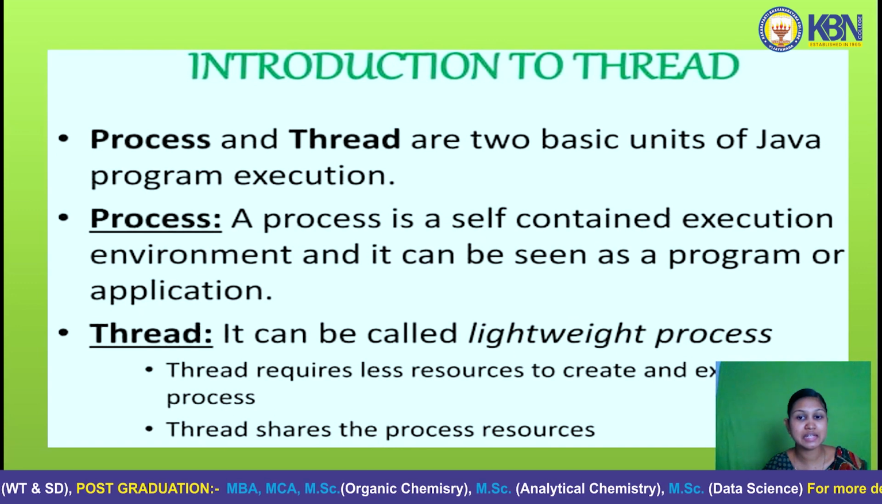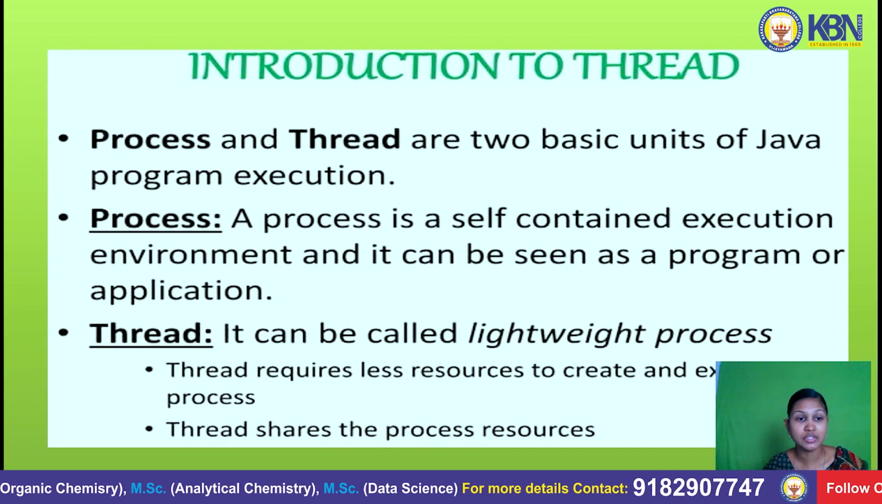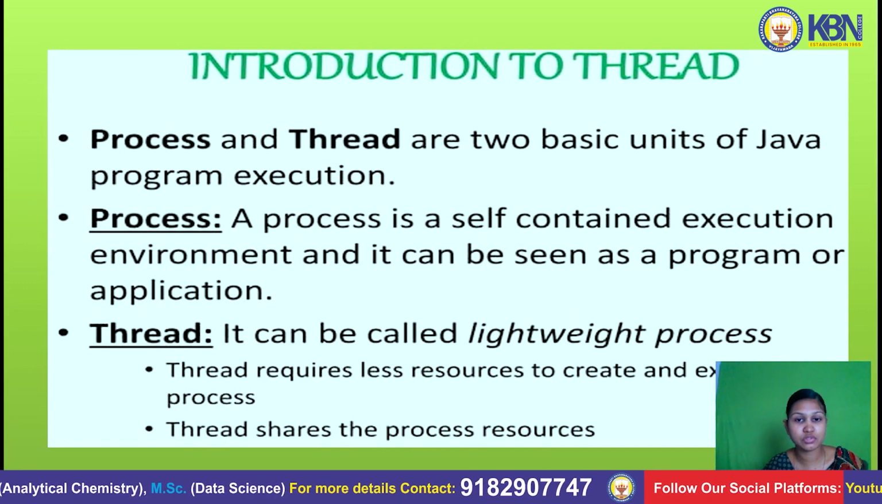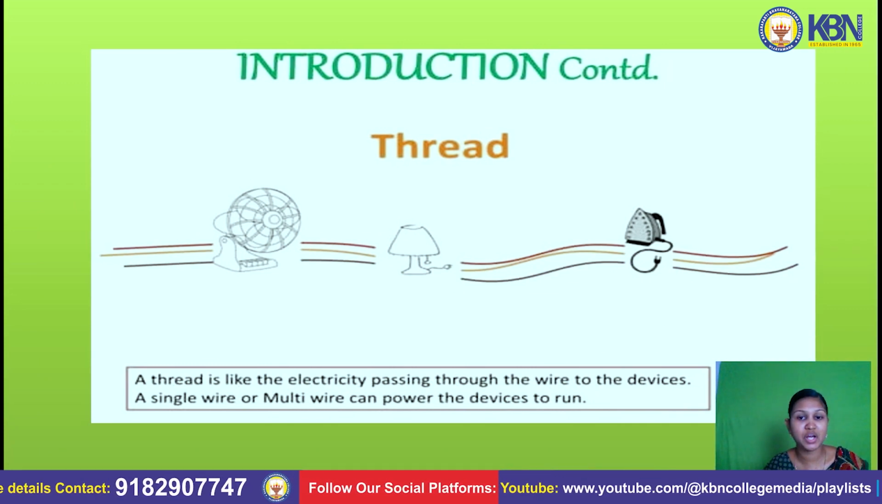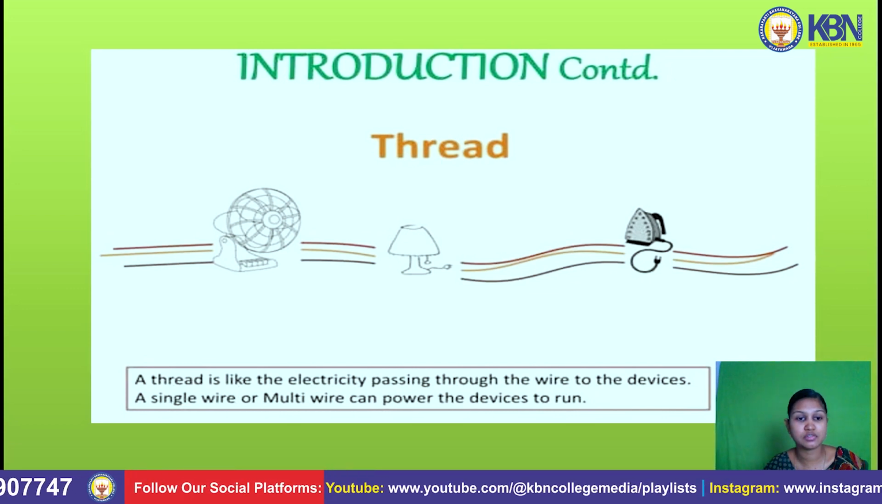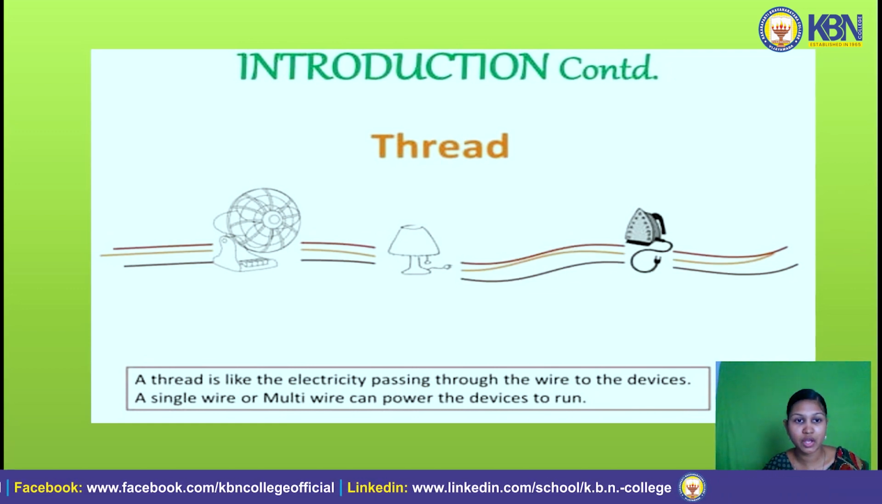And what is a thread? It is a lightweight process. It means the thread requires fewer resources to create, and the thread shares the process resources. Let's see an example. A thread is like electricity passing through a wire to devices. A single wire or multiple wires can power a device to run. Here electricity is passing to two appliances: one is a fan and the second one is an iron box. Here, multitasking is happening at a time: the fan will be working and the iron box will be working, but there is only one electricity supply.